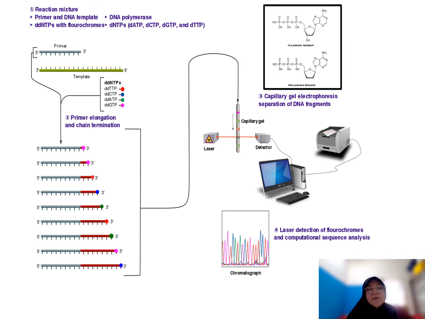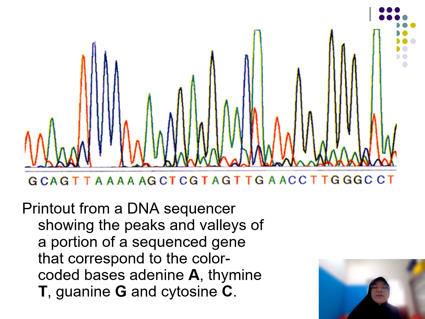For example, blue tadi bases dia C, cytosine. Okay, and then after paling panjang, kurang panjang sikit, warna purple, so that is tyrosine. Okay, and then followed with green, adenine. Okay, so then dia boleh tahu the sequences of the recombinant DNA using chromatograph. Laser detection of fluorochromes and computational sequence analysis, kita pun dapatlah the sequence of DNA. This is example of printout from a DNA sequencer. A for adenine, thymine, guanine and cytosine.